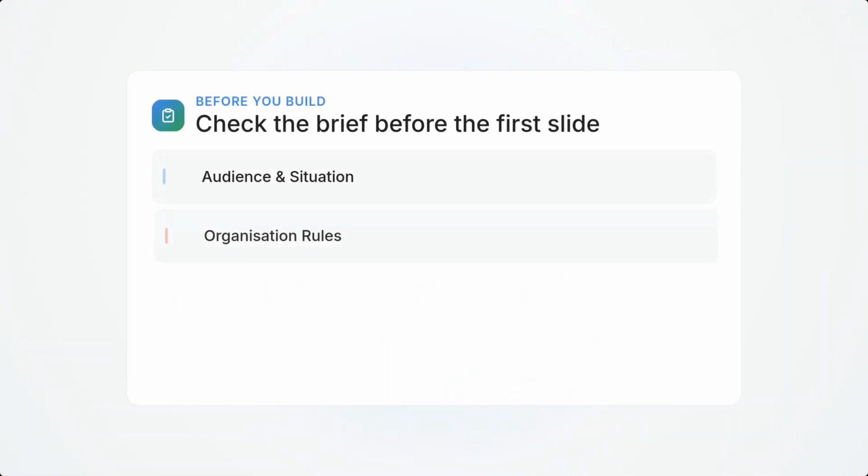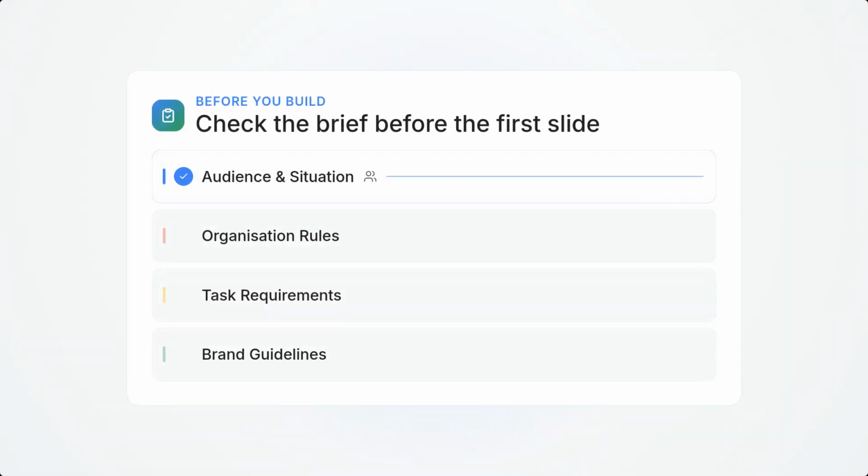And once you've matched the presentation to the audience and situation, check the organization's rules and the task requirements before you build, so your slides already fit the brief, the branding, and what's actually being asked for. And once you've checked the brief and the rules, build in the application your organization actually allows, whether that's PowerPoint, Google Slides, or Canva, so you're working inside normal procedures from the start.